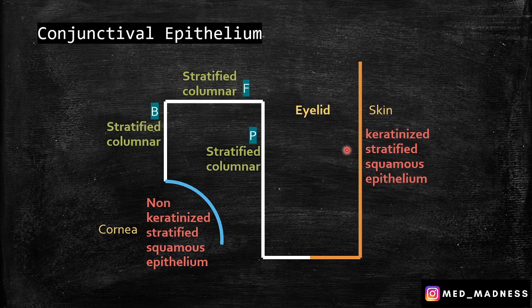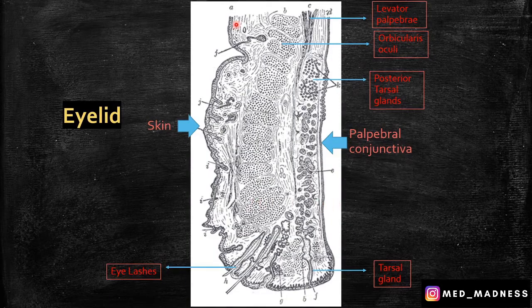Now it's worth recalling the histology picture of the eyelid. Okay, you can see the skin here. What is the epithelium here? Keratinized stratified squamous epithelium. And you can see at the eyelid margin, the skin epithelium gets a transition to the palpebral conjunctiva's epithelium, that is stratified columnar cells here.